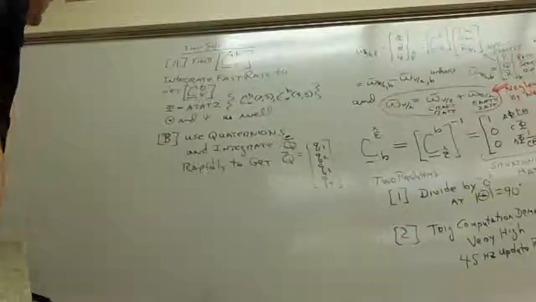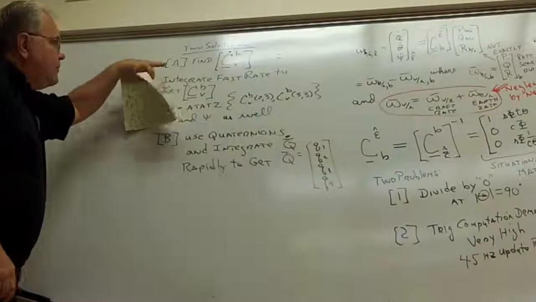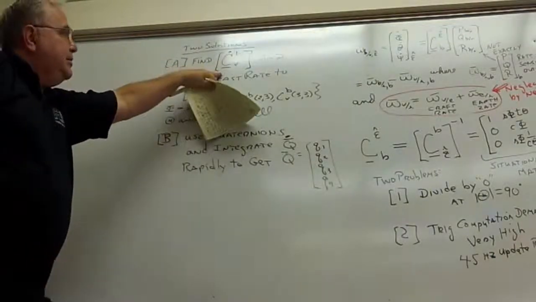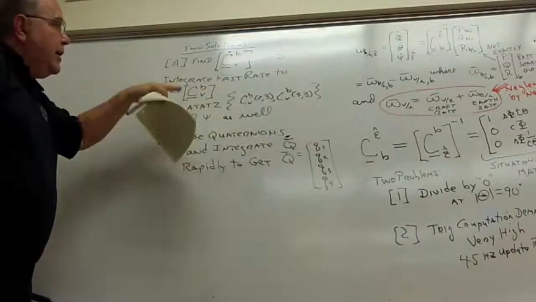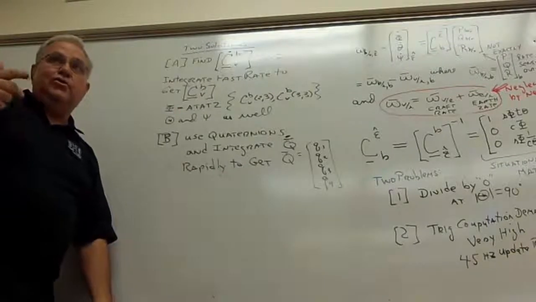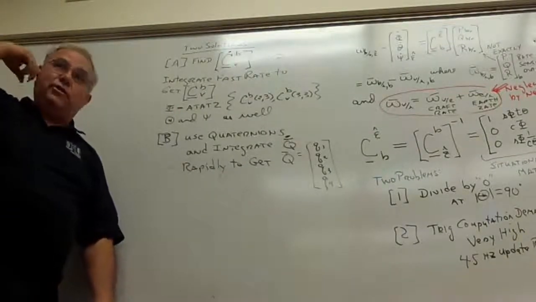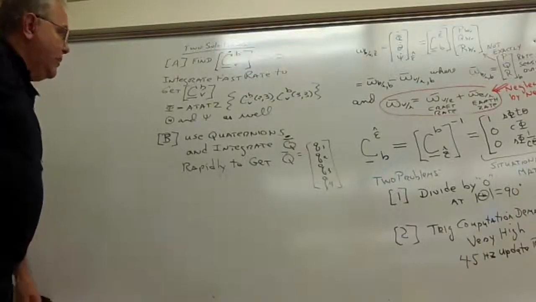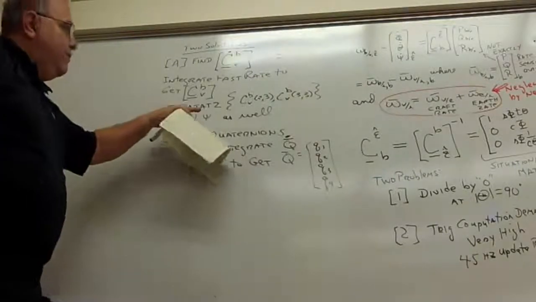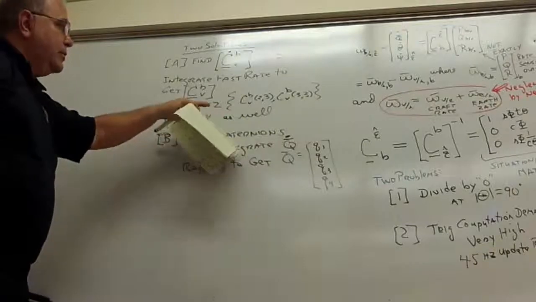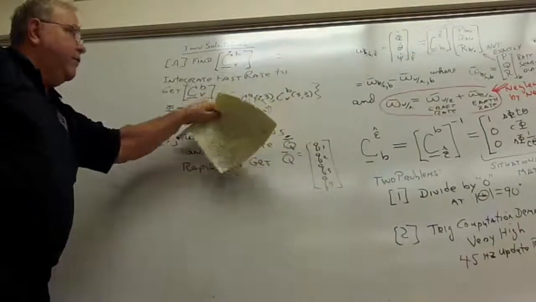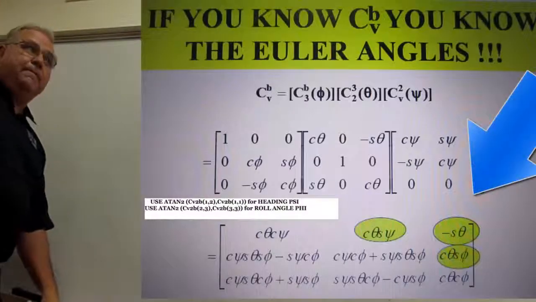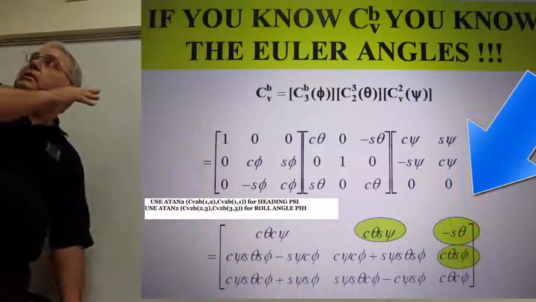Questions? The two solutions we have: the first solution, A, find Cv2b dot, integrate it fast. What do I mean fast? 200 hertz, real fast, because there's no trig functions in it. Maybe you have a little card do that. Just have the integration rate really fast. Then every 1/45th of a second or 1/40th of a second, pull out psi, theta, phi, show them to the pilot. That's one way. That's what we're going to do the rest of the day today.